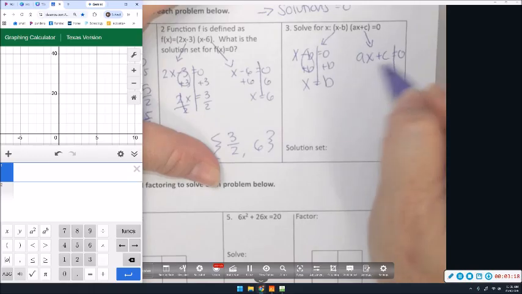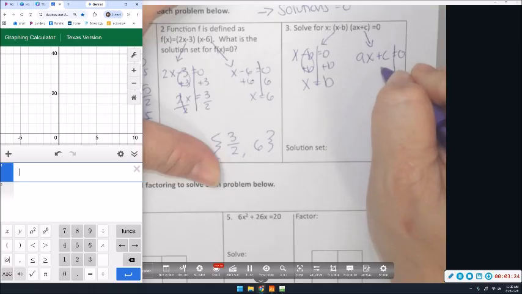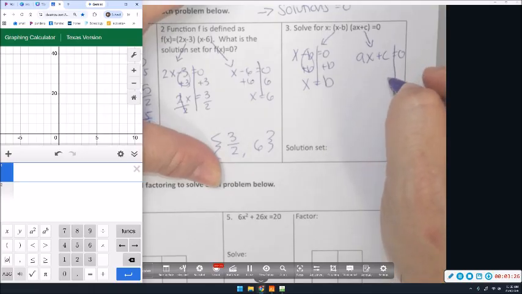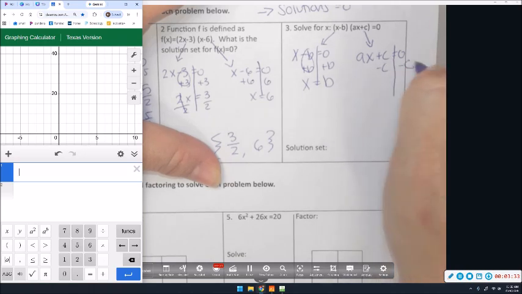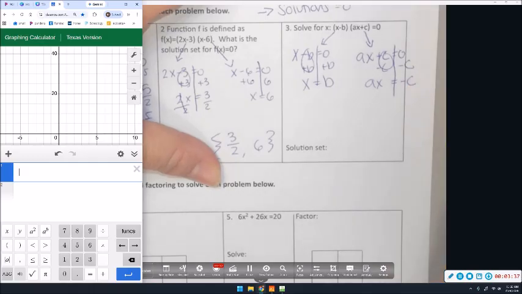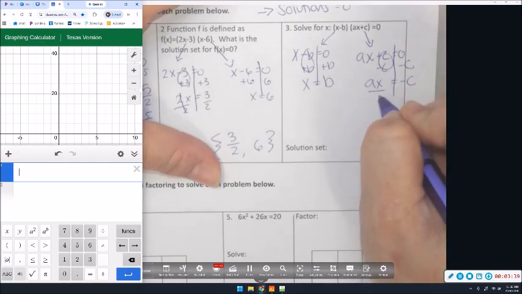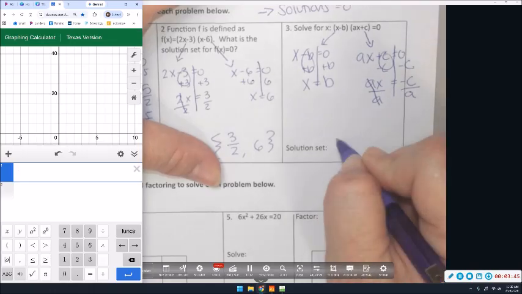Here, what do I have to get rid of first? The a or the c? The c. How do we get rid of a plus c? We always want to get rid of addition and subtraction before we divide, because if we were to divide both, it just makes a mess. So you want to get rid of plus and minus first. So we get ax equals negative c. Now what? Divide by what? By a, because we're trying to get x by itself. So there's my 2 answers.